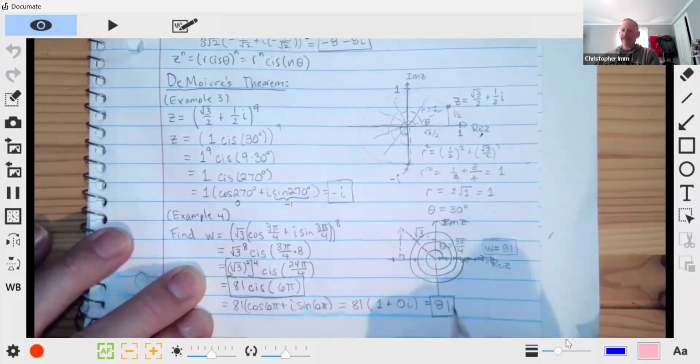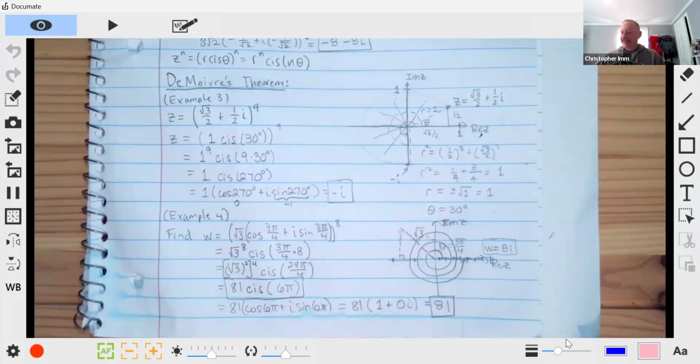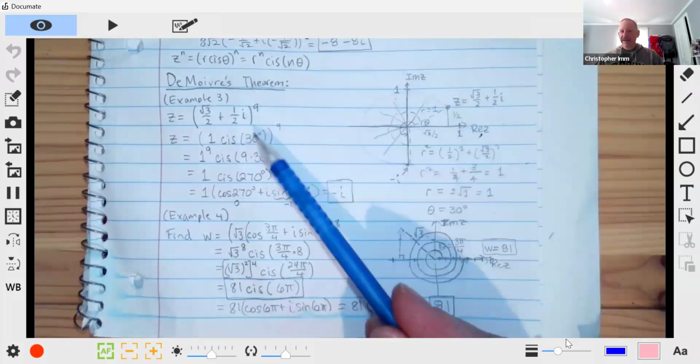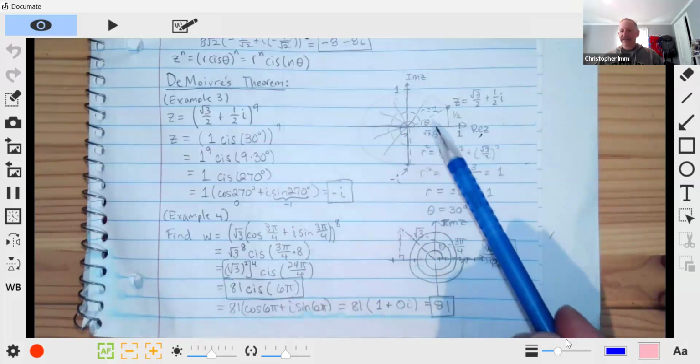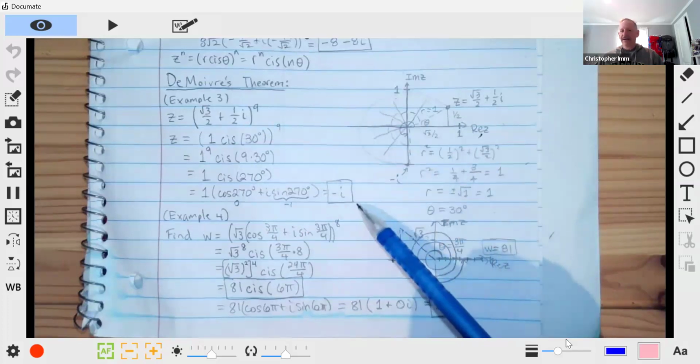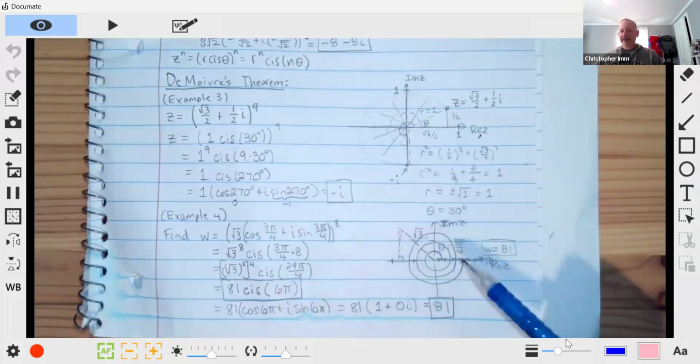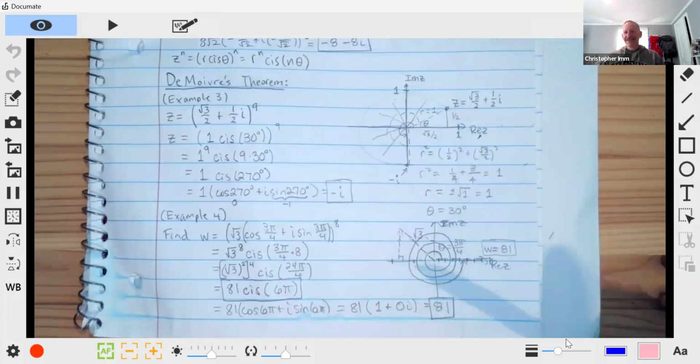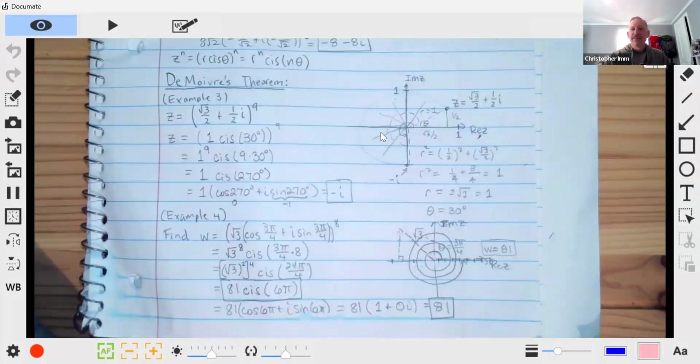So it does turn out with these complex numbers that when I raise a number to a power, I could get something purely imaginary like I did here, or I could get something purely real like I did here. Very interesting. So this is a good application of de Moivre's theorem. We're going to look at one more in the next video, and that's going to be division.